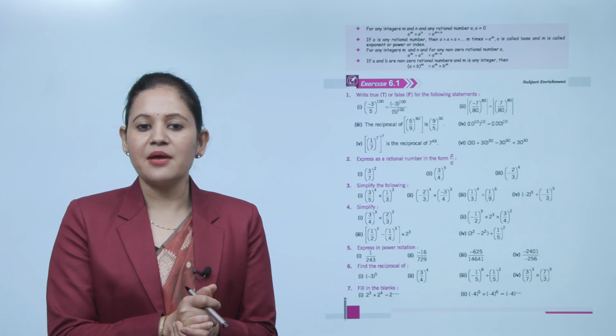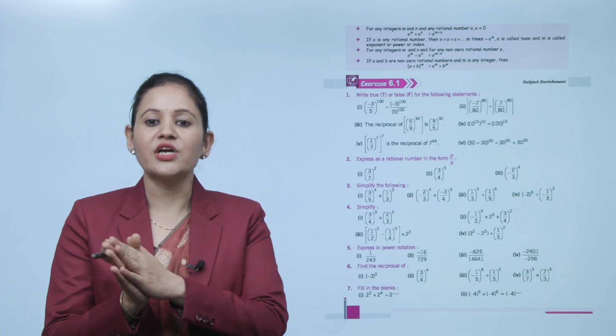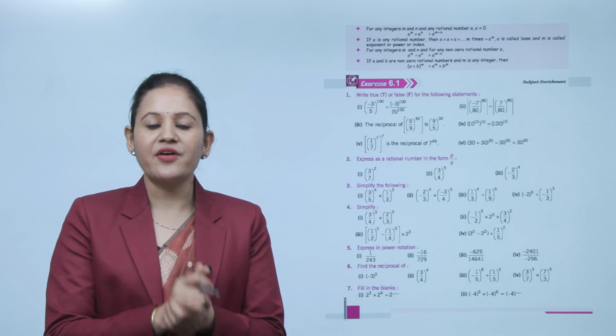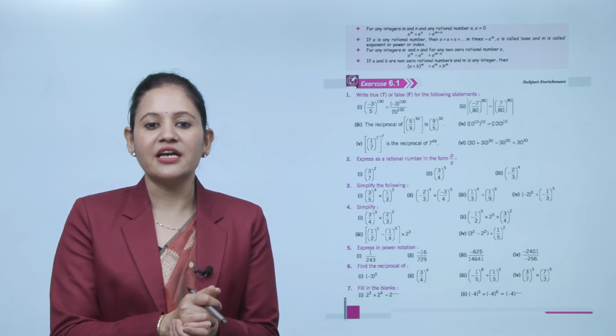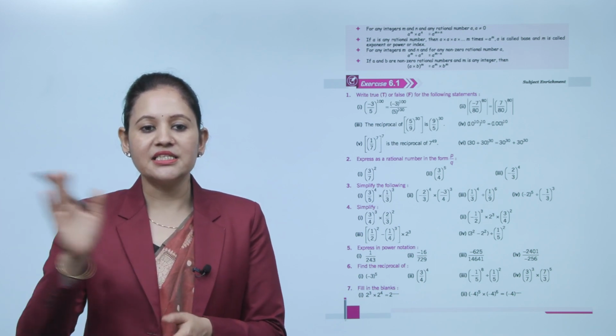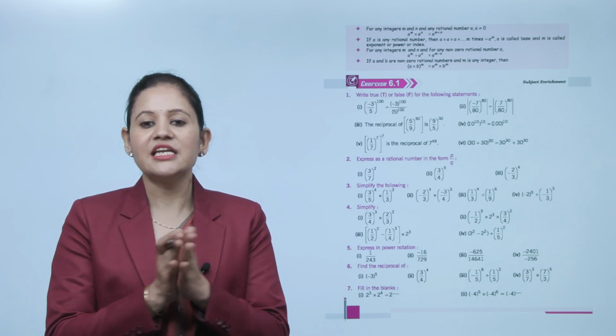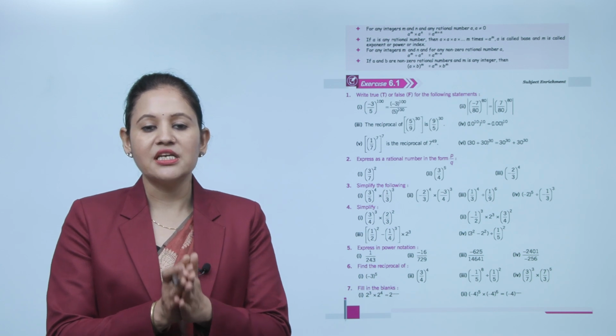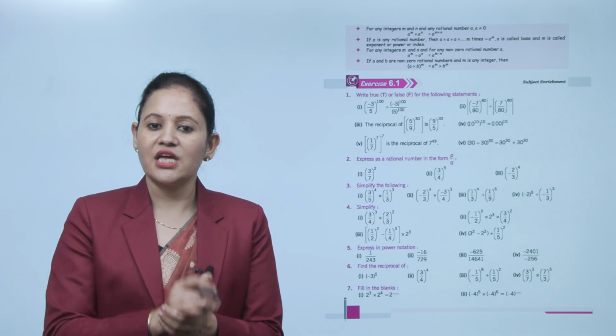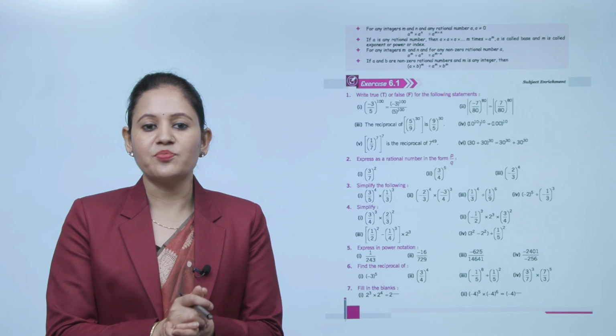For any integers m and n and any non-zero rational number a, a to the power m divided by a to the power n is equal to a to the power m minus n. If a and b are non-zero rational numbers and m is any integer, then a into b to the power m is equal to a to the power m multiplied by b to the power m.